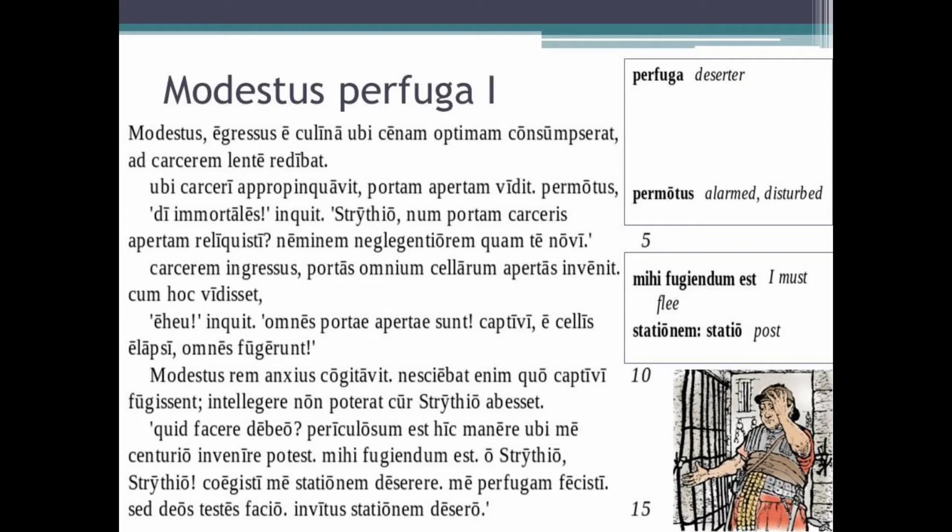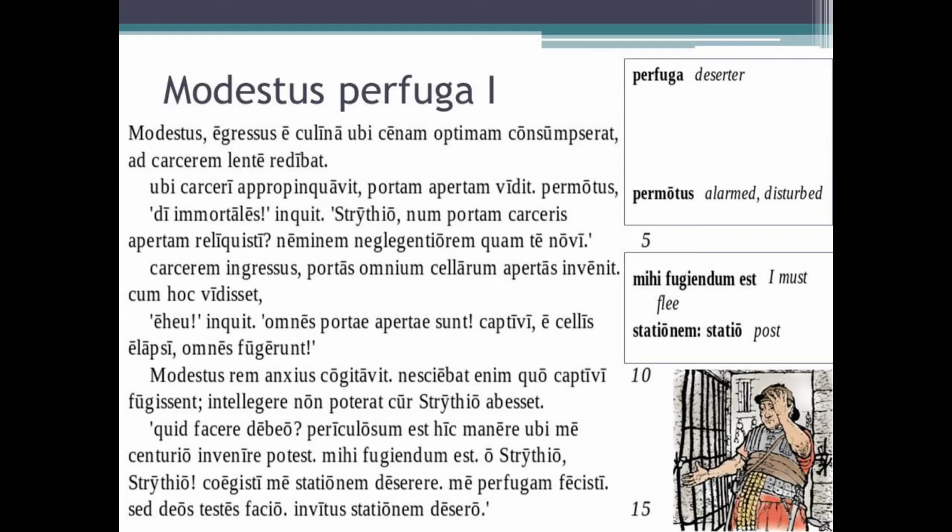Modestus per fugam. Modestus, egressus e culina ubi cenam optimam consumpserat, ad carcerem lente redibat. Ubi carceri appropinquavit, portam apertam vidit. Perterritus, "O di immortales!" inquit. "Strithio, num portam carceris apertam reliquisti? Neminem negligentiorem quam te novi."